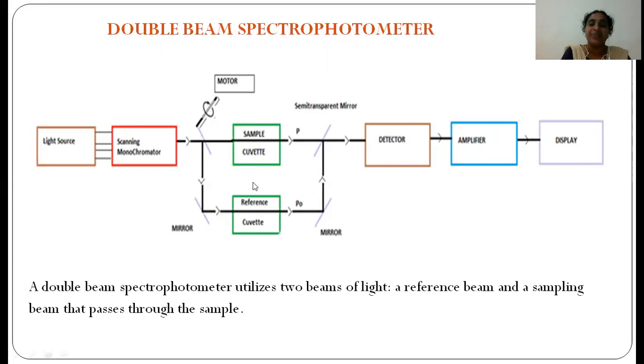So at a time, in this instrument, the light will be distributed into 2 equal halves. Half the light will pass through the reference solvent and the other half through the sample solution. Finally, the difference of the light will be detected by the detector, and finally the recorder will give the output of the signal.